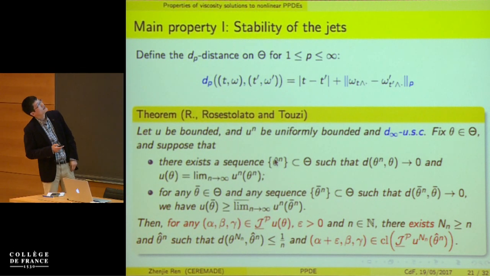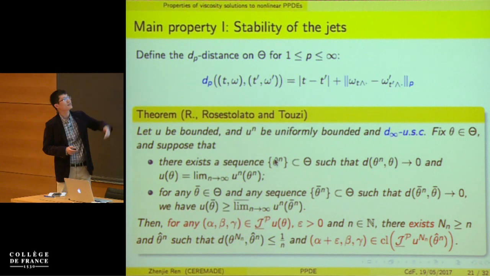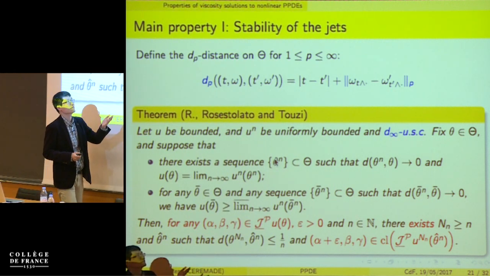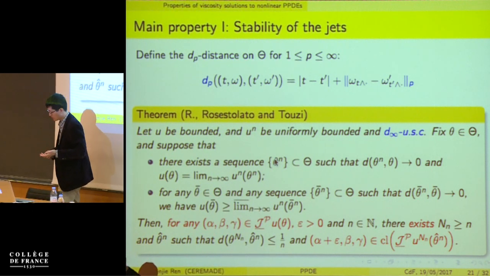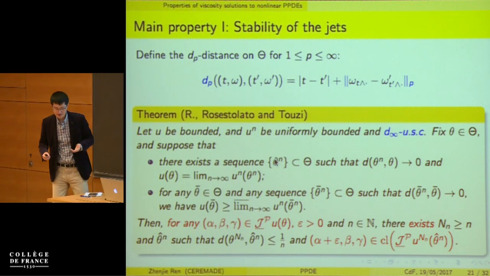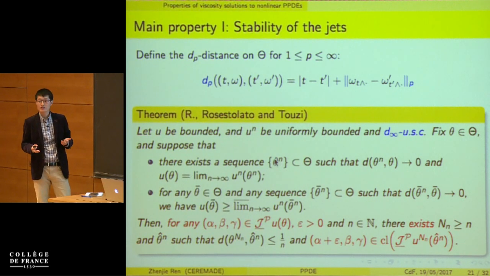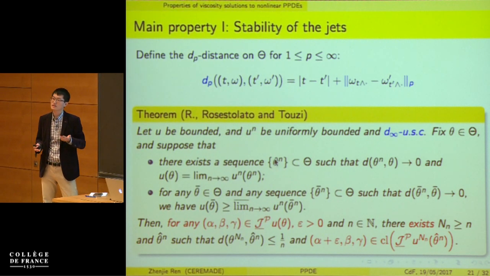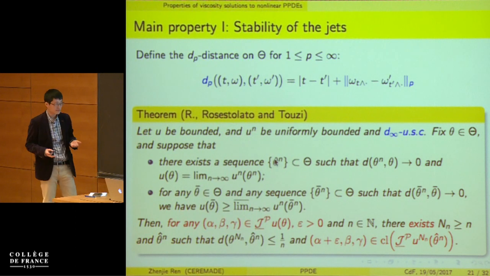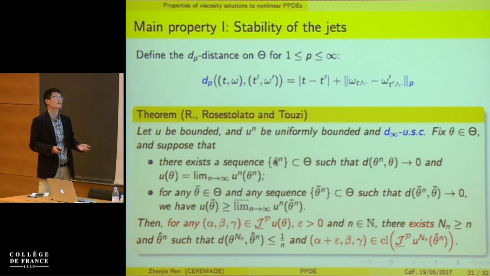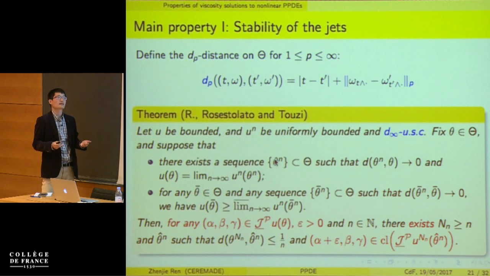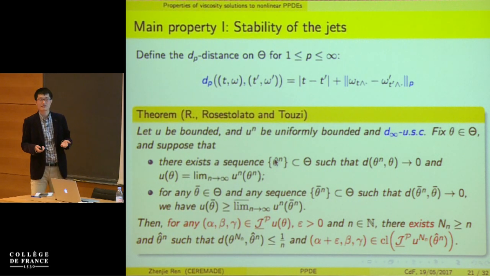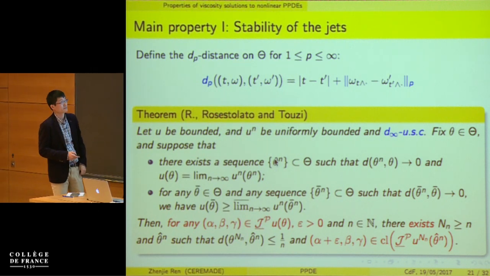As a condition, we only assume that un are d infinity upper semi-continuous. This is also important because if you compare those dp distances, you will find that the d infinity continuity is the weakest among all those dp continuities. So we have this stability for quite irregular, if you want, functions. So this is the stability result. We will use it later.